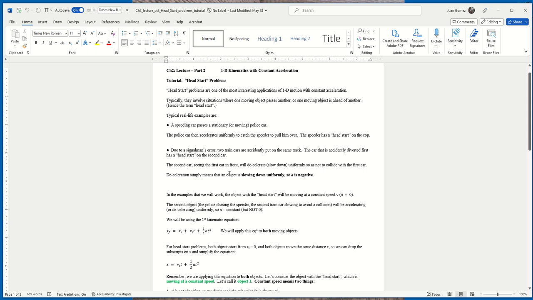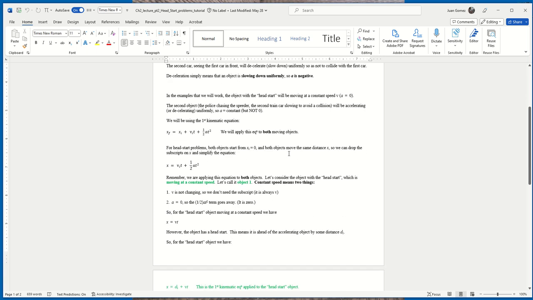Another example is, due to a signalman's error, two trains are accidentally put on the same track. The one that is put on the track first is ahead of the second train car, i.e., it has a head start. And typically, the second car, seeing the first car in front, will decelerate, i.e., slow down, so as not to collide. But those are what we call head start examples.